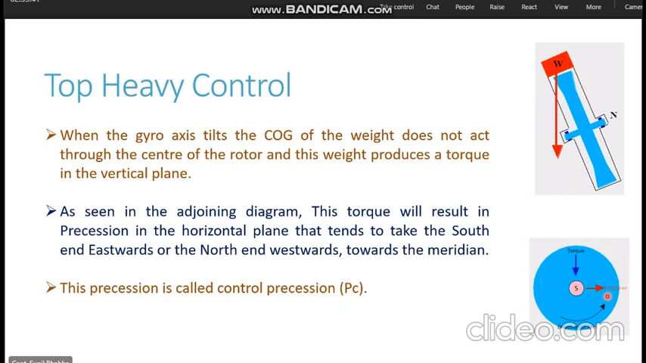Or in other words, you can say the easterly motion of the spin axis is now checked or controlled by this top heavy arrangement. This precession is known as control precession and in short known as PC, capital P with a small c.